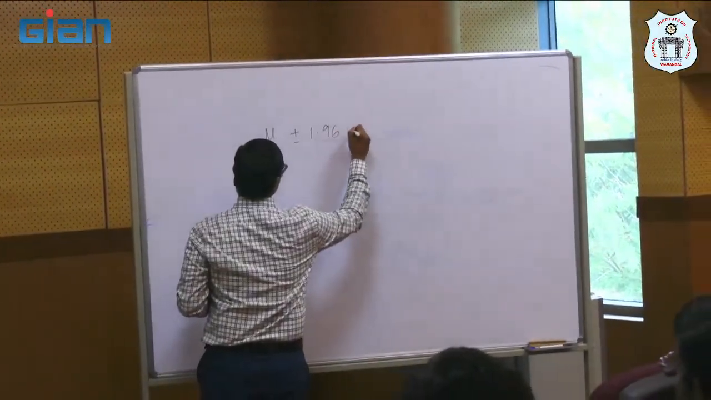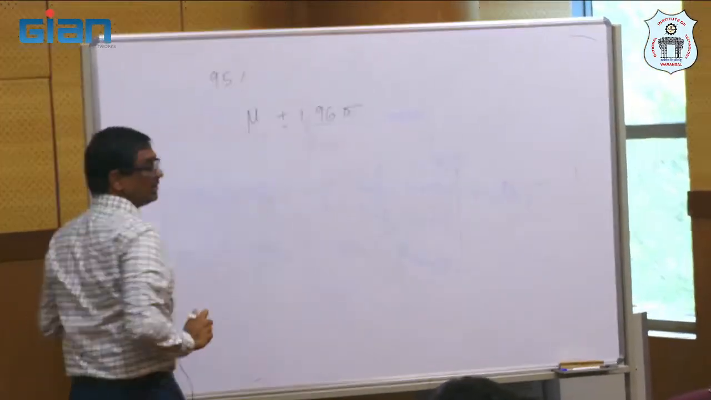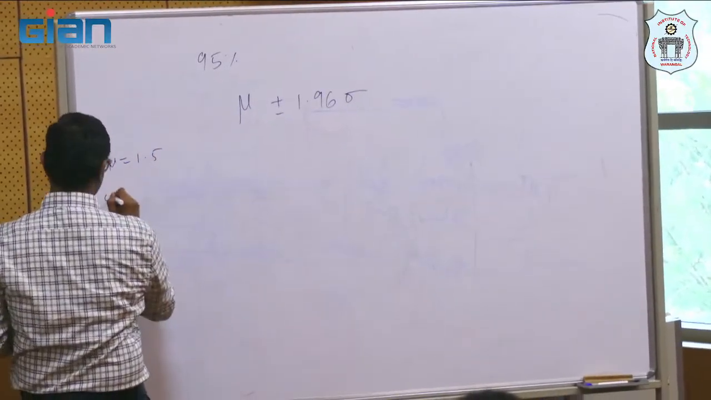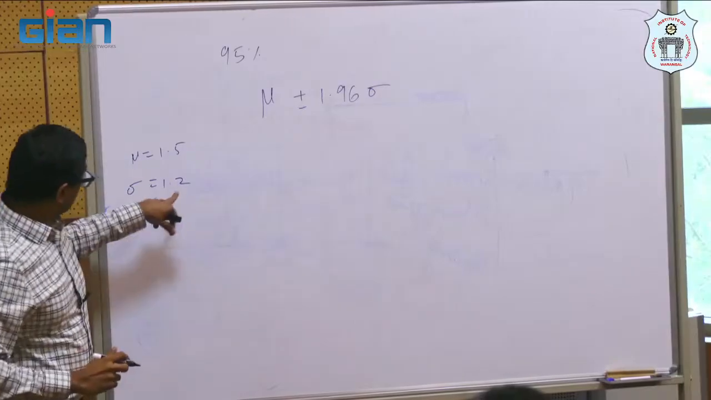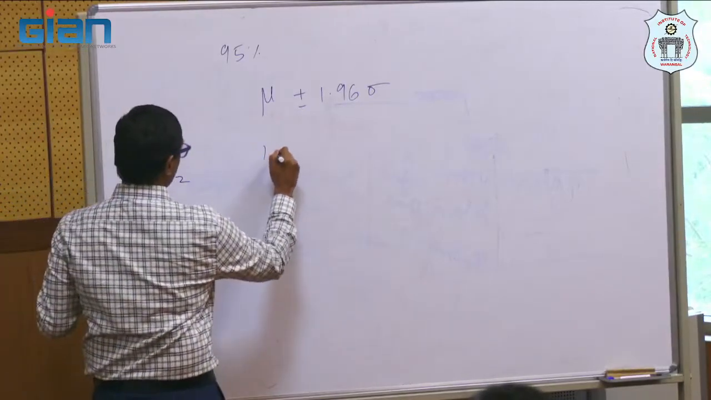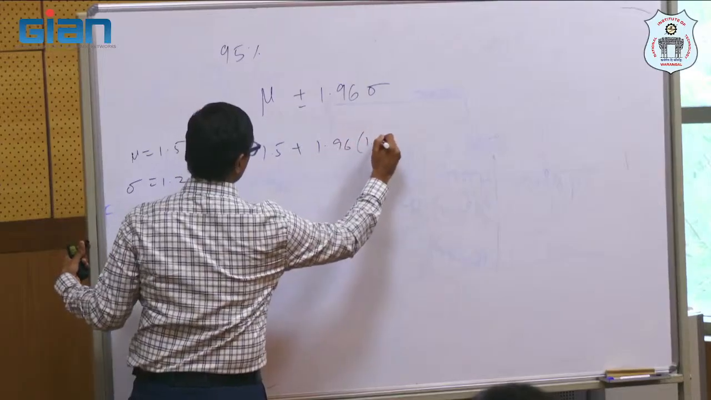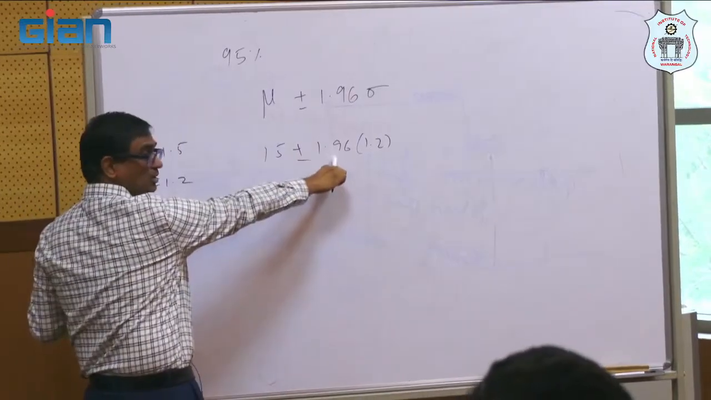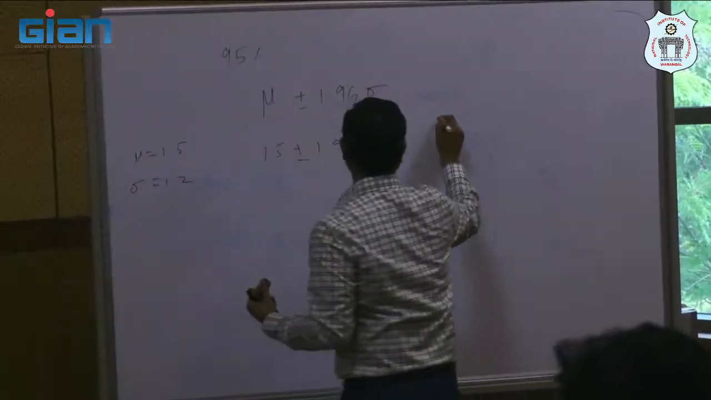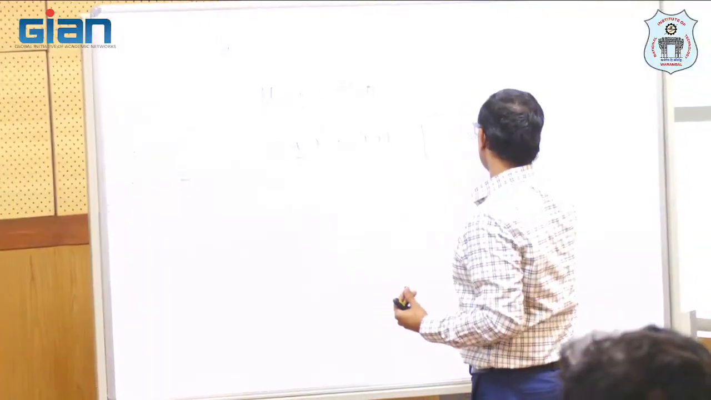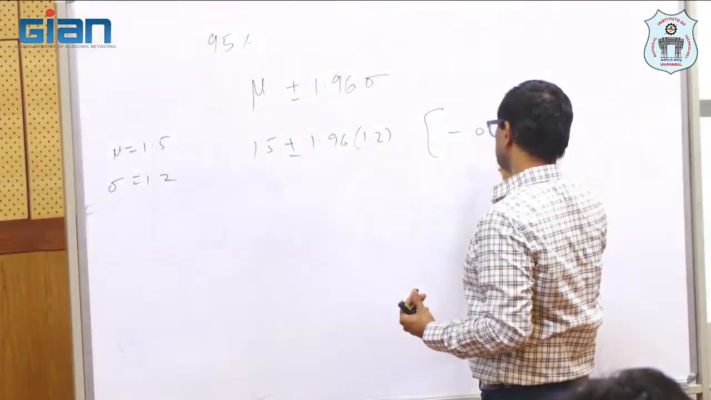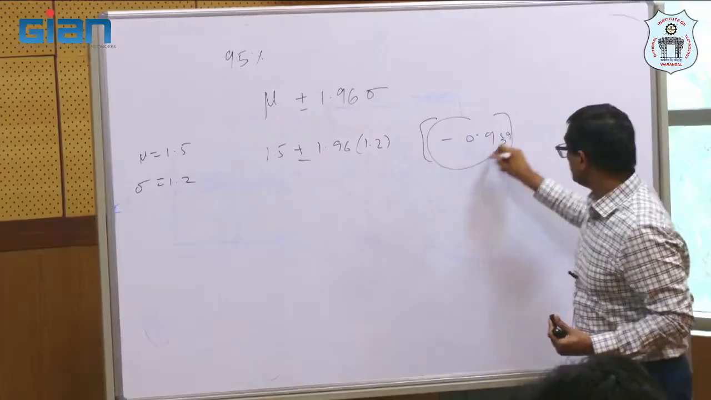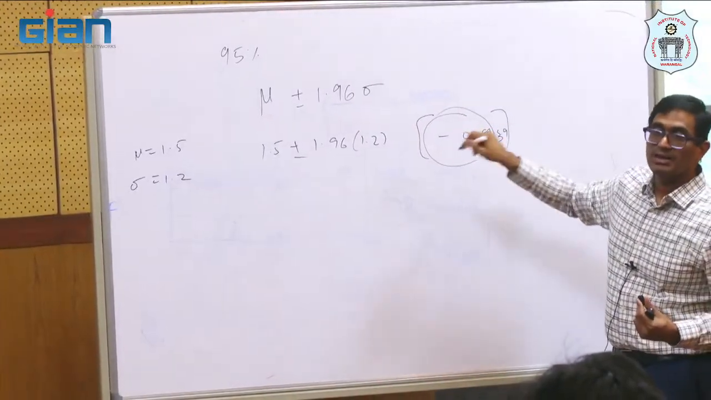So mu, you can think of it as mu plus or minus 1.96 sigma if you're doing a 95% confidence level. Let's say mu is 1.5 and sigma is 1.2. When I do 1.5 plus or minus 1.96 times 1.2, the minus will take it to a negative value. It is roughly 2, so it would be something like minus 0.9 for the negative side and for the positive side 3.9. Again, I'm approximating it.